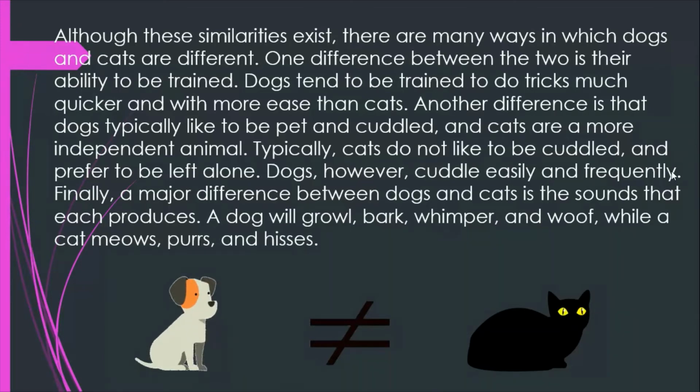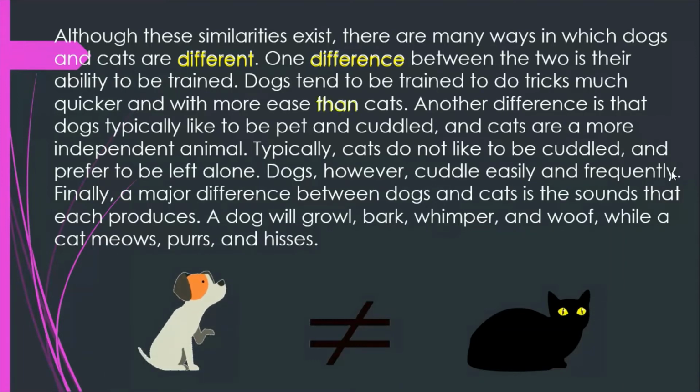Okay, so let's go ahead and read it and look for them at the same time. Okay, let's go ahead and do this together. Although these similarities exist, there are many ways in which dogs and cats are different. One difference between the two is their ability to be trained. Dogs tend to be trained to do tricks much quicker and much easier than cats.